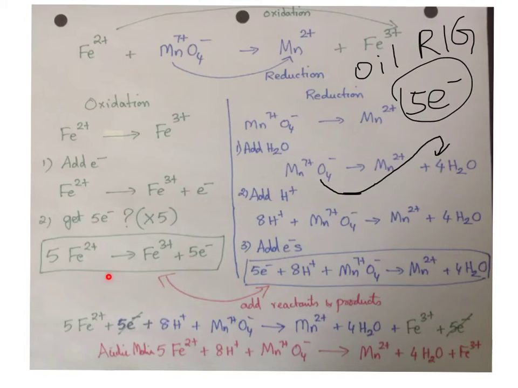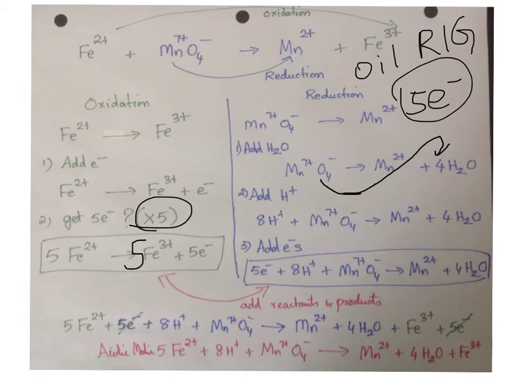Well, look at the oxidation reaction. Originally you have only 1 electron. How do I account for every single electron? So I need to multiply every single thing by 5. Okay, I need to add a 5 here. So I have 5 Fe2 plus, 5 Fe3 plus, 5 electrons.